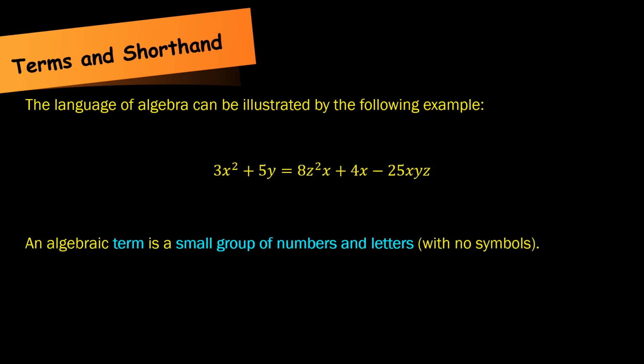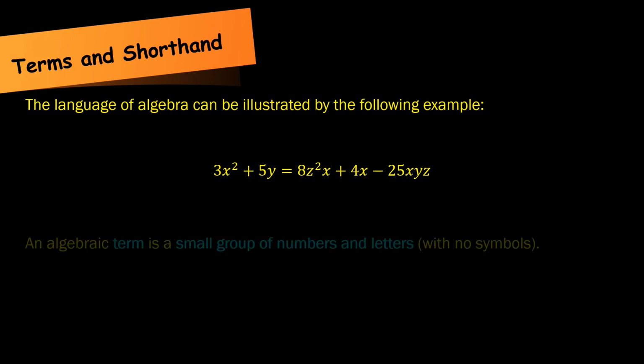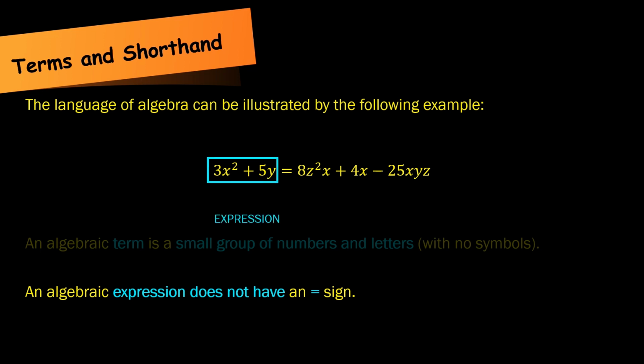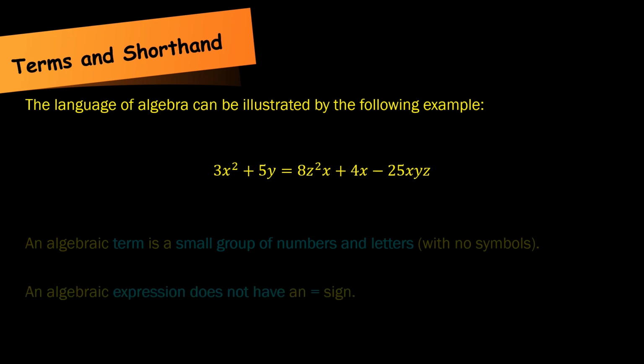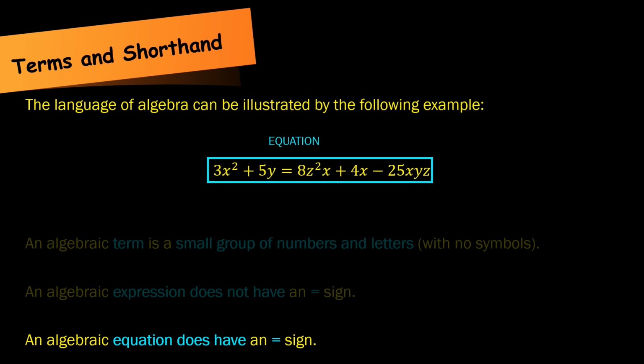An algebraic term is a small group of numbers and letters with no symbols, as shown here. An algebraic expression does not have an equals sign, as shown here and here. And an algebraic equation does have an equals sign, as shown here.